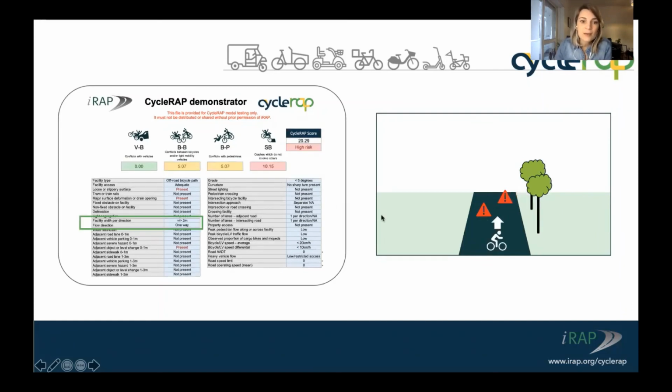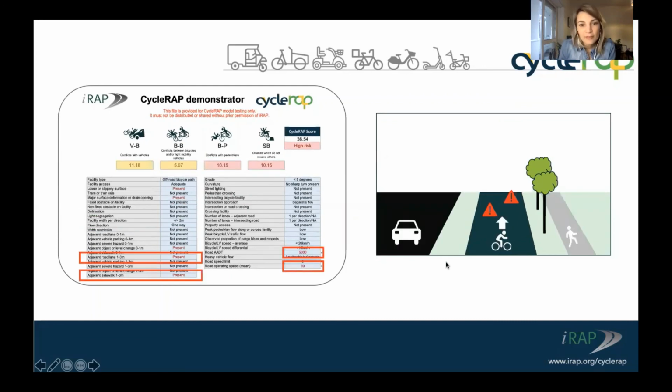But if we widen that path and transform it into a one-way facility, the single bicycle risk that was extreme before falls to high. And the 2 obstacles are still in there, but now the cyclists are less likely to conflict with them because the facility is wider. Now imagine that this path is in the vicinity of a sidewalk and a road lane. So we'll mark these 2 as present in the attribute categories.